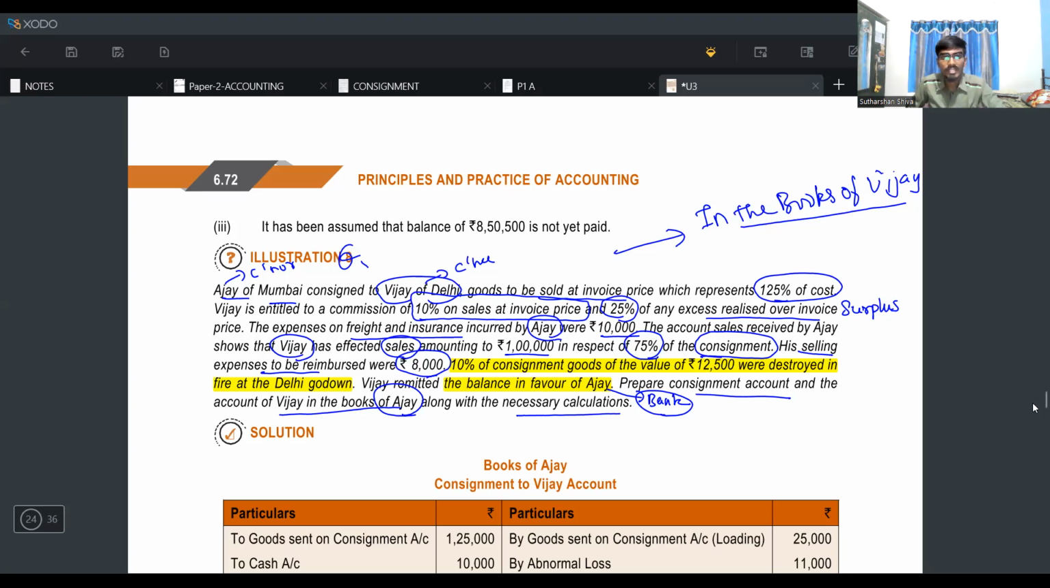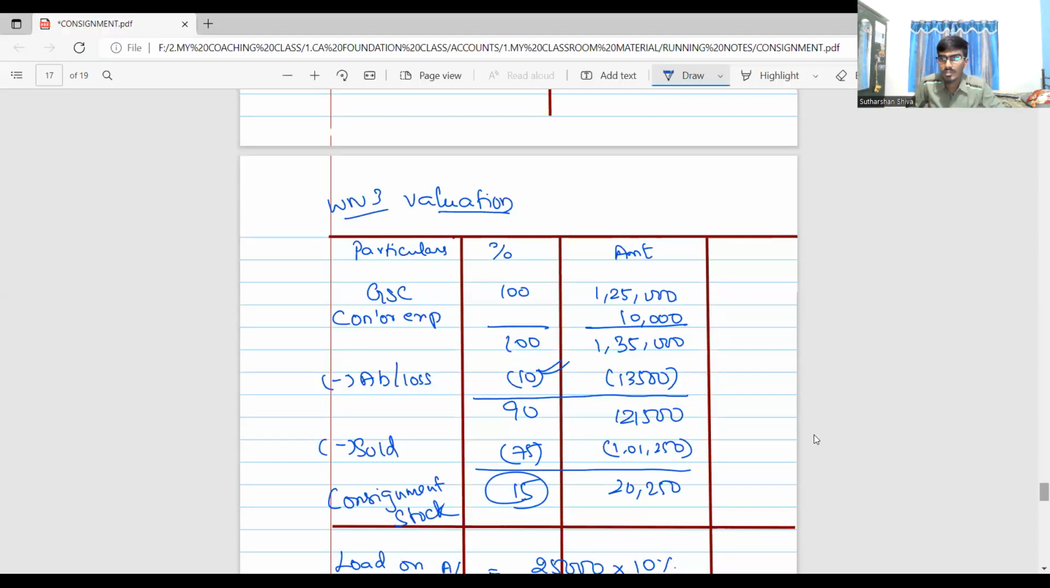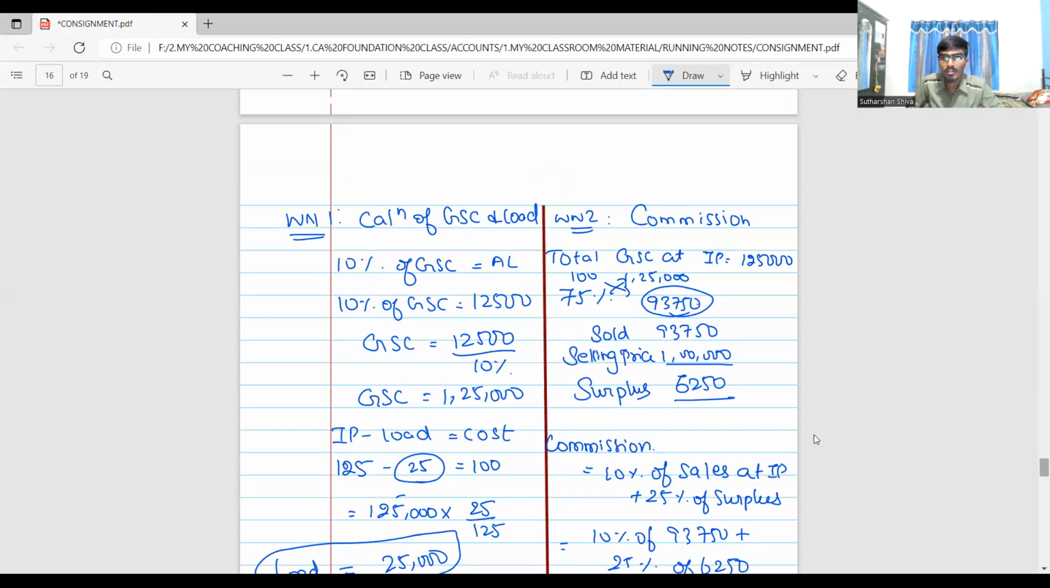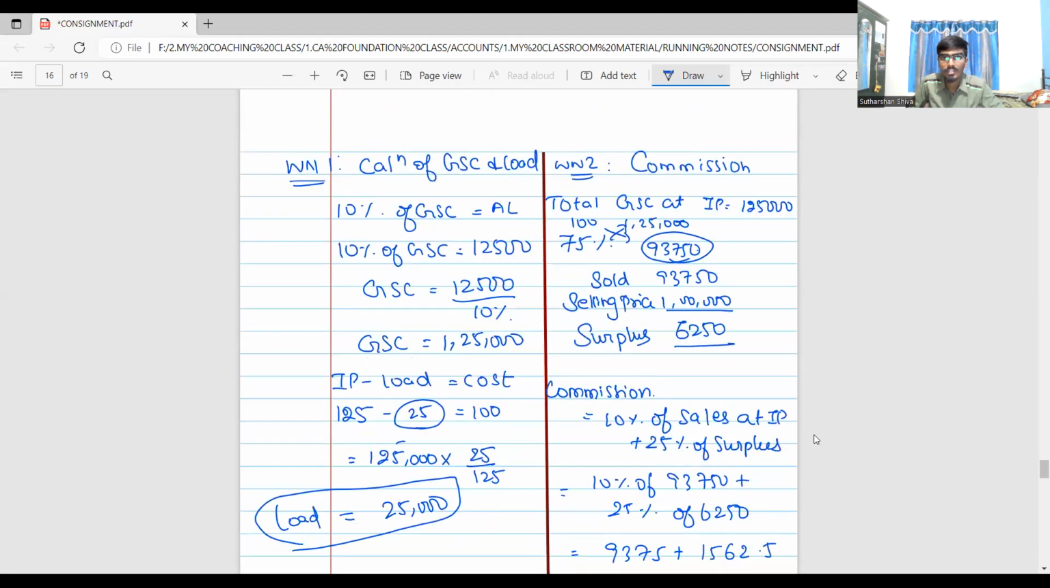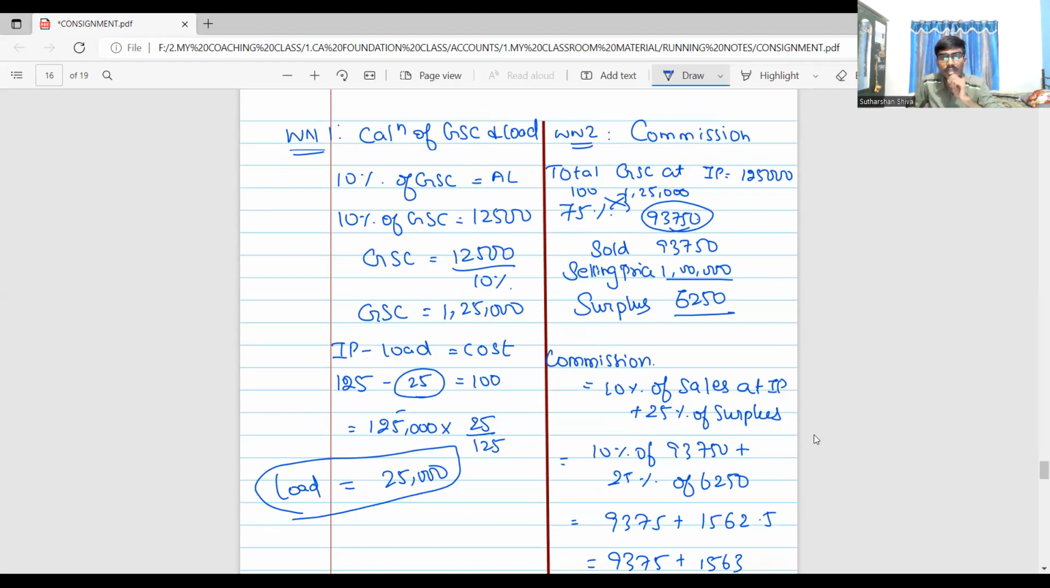Okay, you can easily post it in your ledger. I think I could not share the screen. Sorry for the issue. This is a question you need to calculate. Okay, this is how you need to calculate.